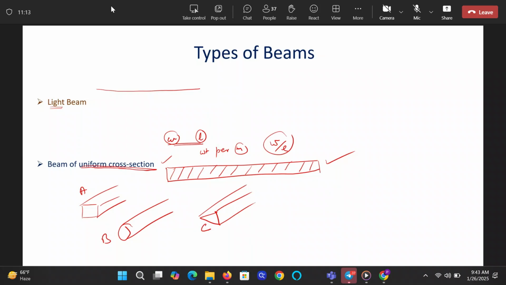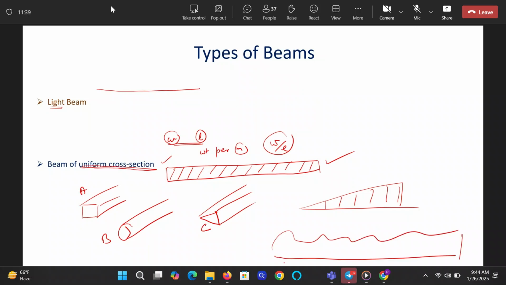Okay, so we'll have the light beam and the beam of uniform cross section. In real life, you can have beams of different types also. They will not be part of our questions. For example, you can have a wedge type beam where the cross sectional area is increasing gradually, so the weight is also increasing from one end to the other. Or you can have a non-uniform beam.